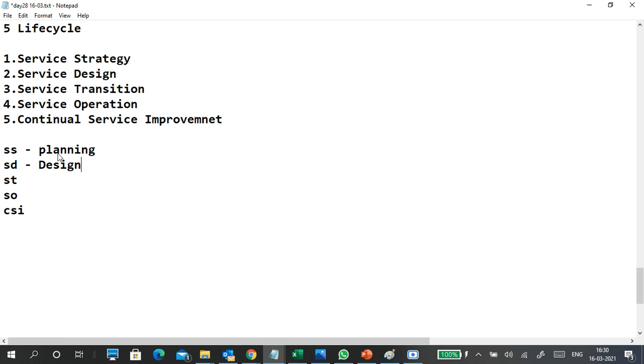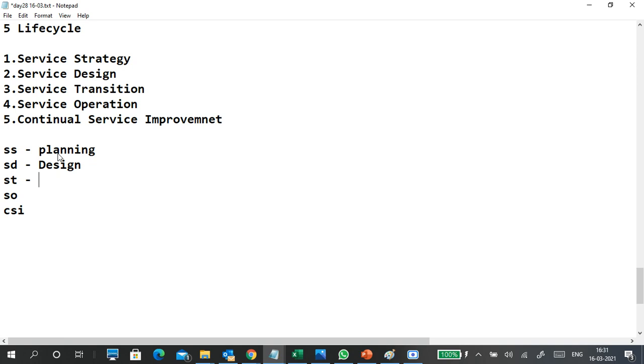Just designing means preparing a blueprint. If any modifications are required, then we will modify, right? So at the time of design only. So preparing a blueprint, design. Next one is implementation.